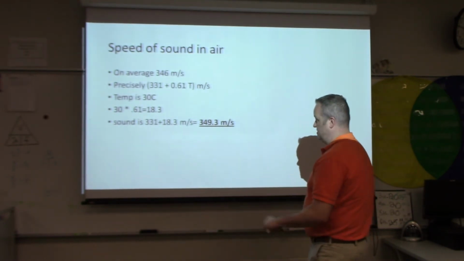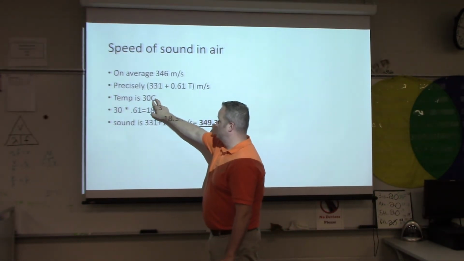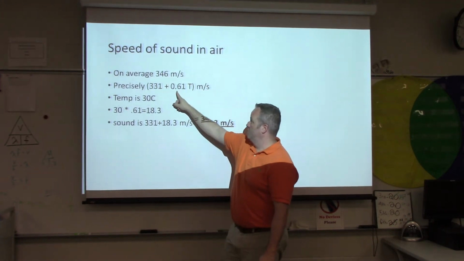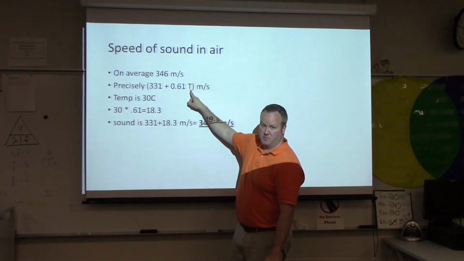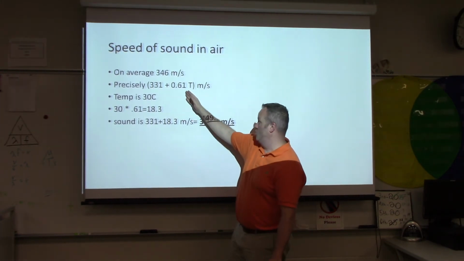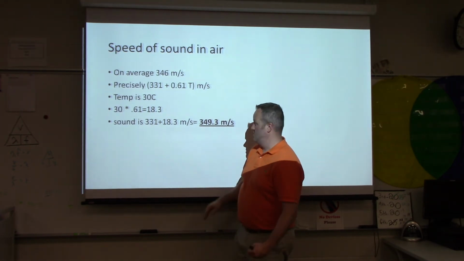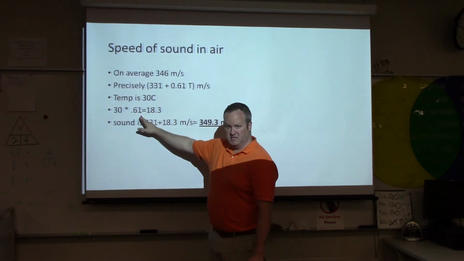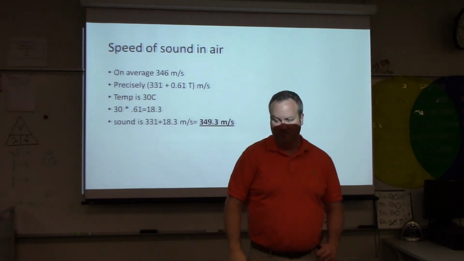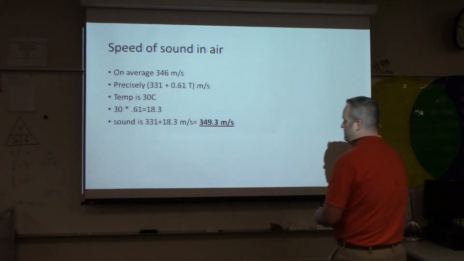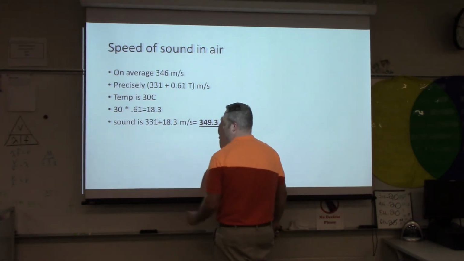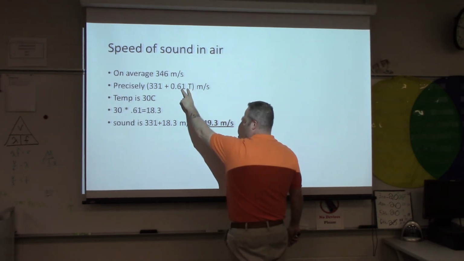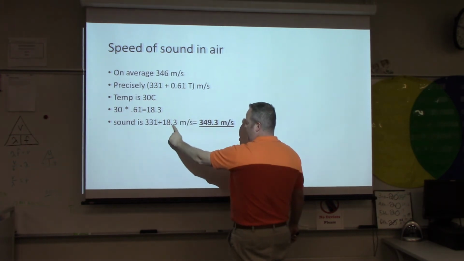But let's look at this example. Let's say the temperature of the air is 30 degrees Celsius. So again, it's 331 plus 0.61 times temperature in Celsius. Now you could say 61% of the temperature in Celsius. That's the same thing. But if we take the temperature, which is 30, and multiply by 0.61, we're going to have 18.3. So in this example, if I have the temperature at 30 degrees Celsius, I'm going to apply this formula, and when I simplify 0.61 times T, which is temperature in Celsius, I get 18.3.